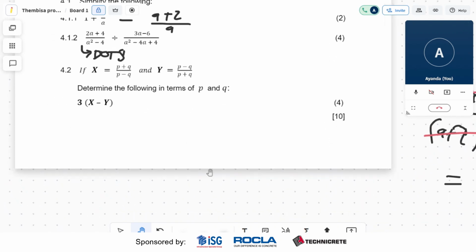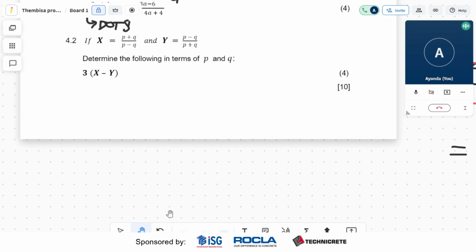4.2. If x is (p + q)/(p − q) and y is (p − q)/(p + q), determine the following in terms of p and q: 3 times (x − y). So this is a bit of a mouthful. Let's start off by substituting.